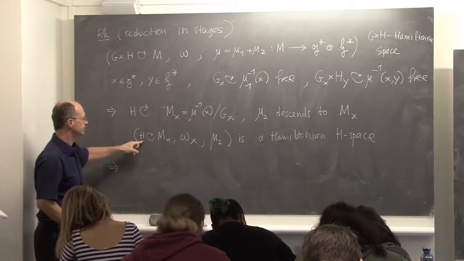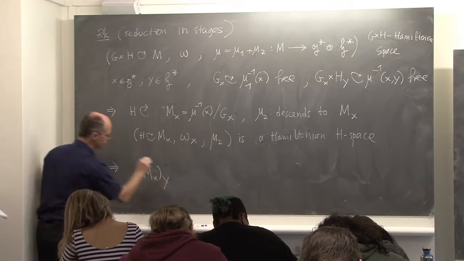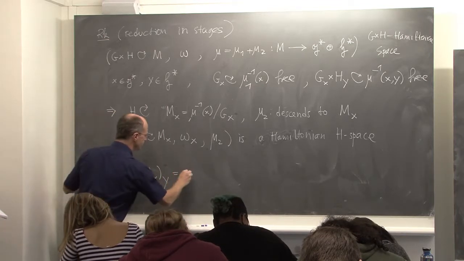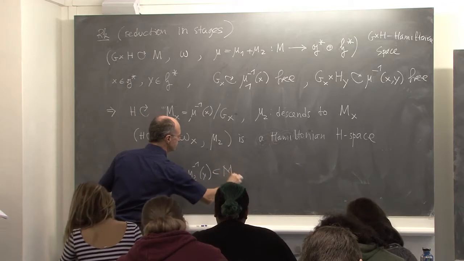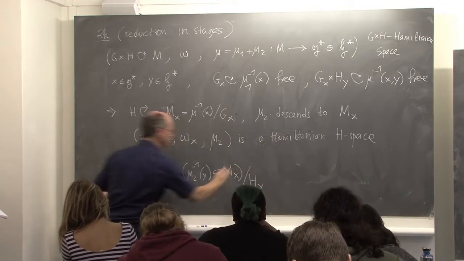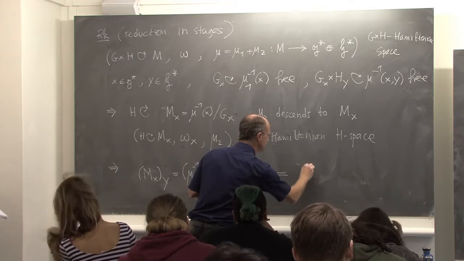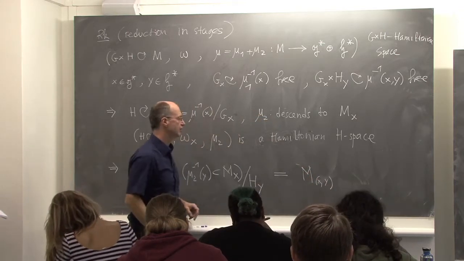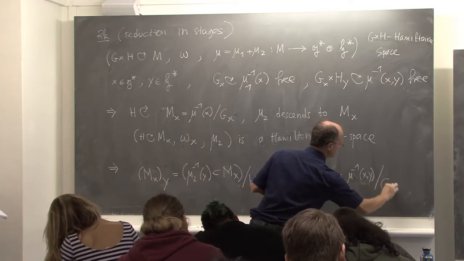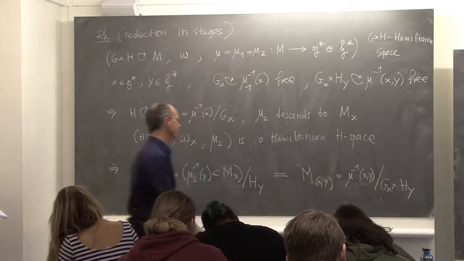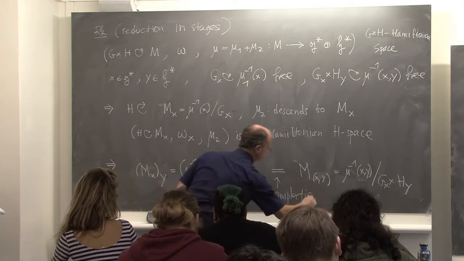And then you can do the following thing. In this Hamiltonian H space, you can now consider the reduced space for H, which would be mu2 minus 1 of y inside Mx, divided by Hy. And this will be literally equal to Mxy, which is mu minus 1 of xy divided by Gx times Hy. And this is as symplectic manifold.